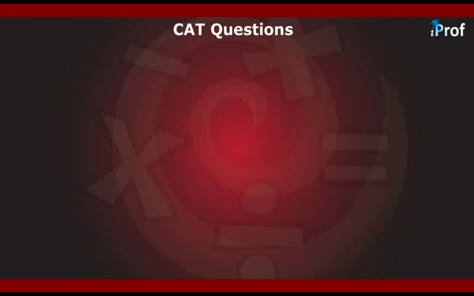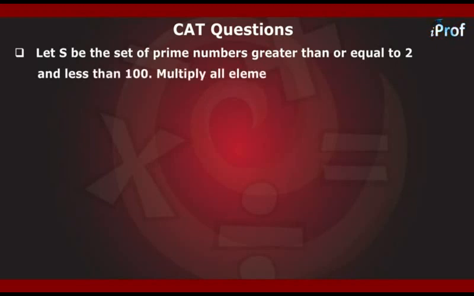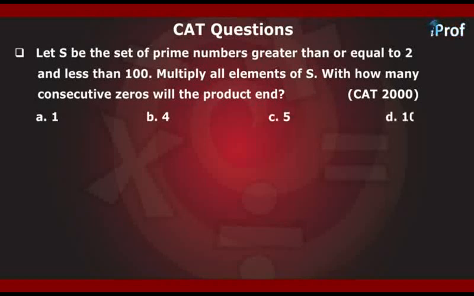The following question appeared in CAT 2000. Let S be the set of prime numbers greater than or equal to 2 and less than 100. Multiply all elements of S. With how many consecutive zeros will the product end? We have to choose the correct alternative from the given options: A 1, B 4, C 5, or D 10.